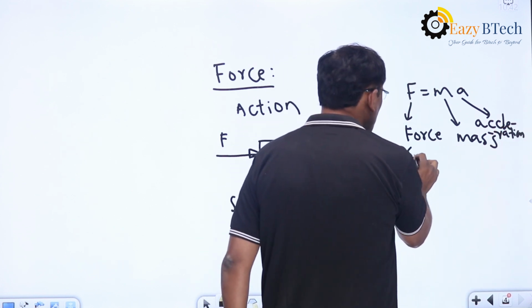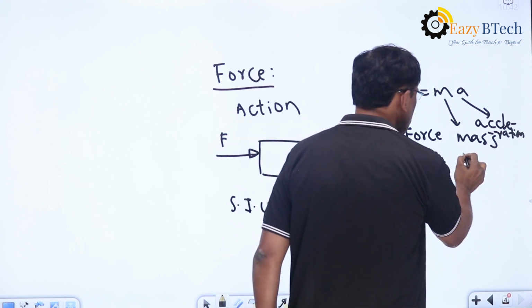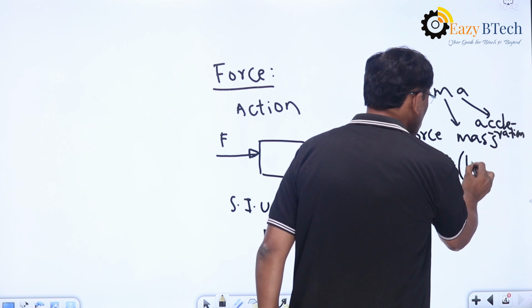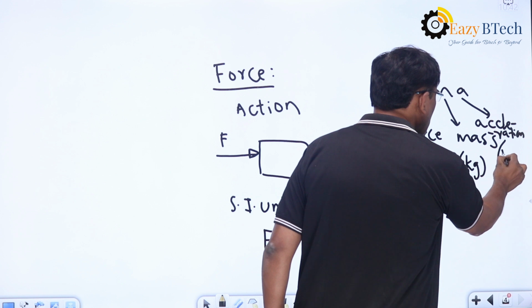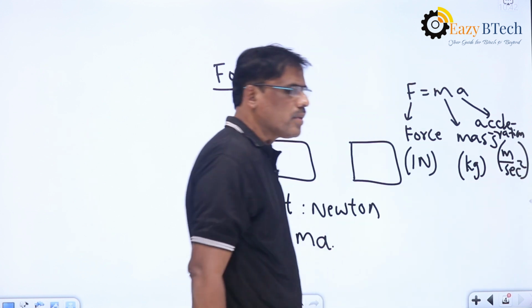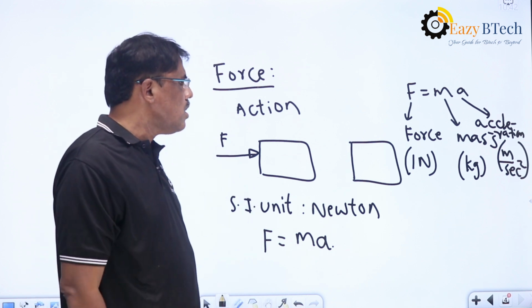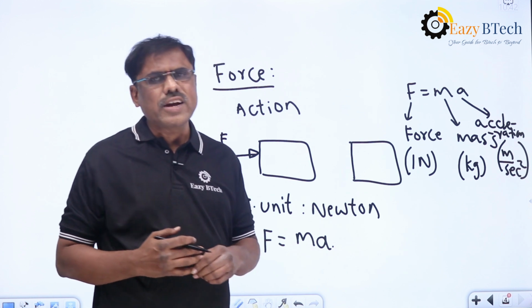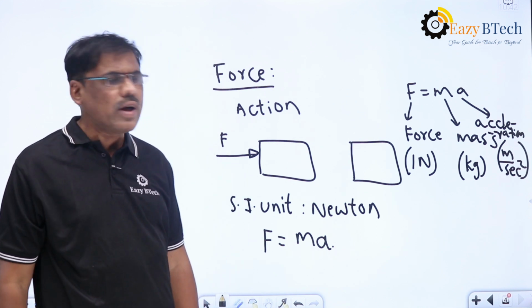And 1 Newton force is defined from these two quantities. The unit for mass is kg and for acceleration it is meter per second square. So when 1 kg mass is experiencing 1 meter per second square acceleration, then the force is said to be 1 Newton.